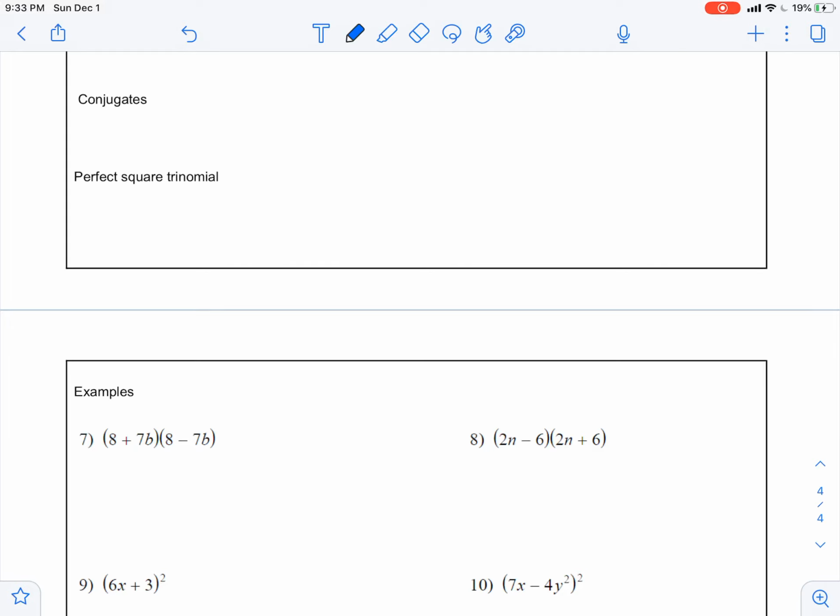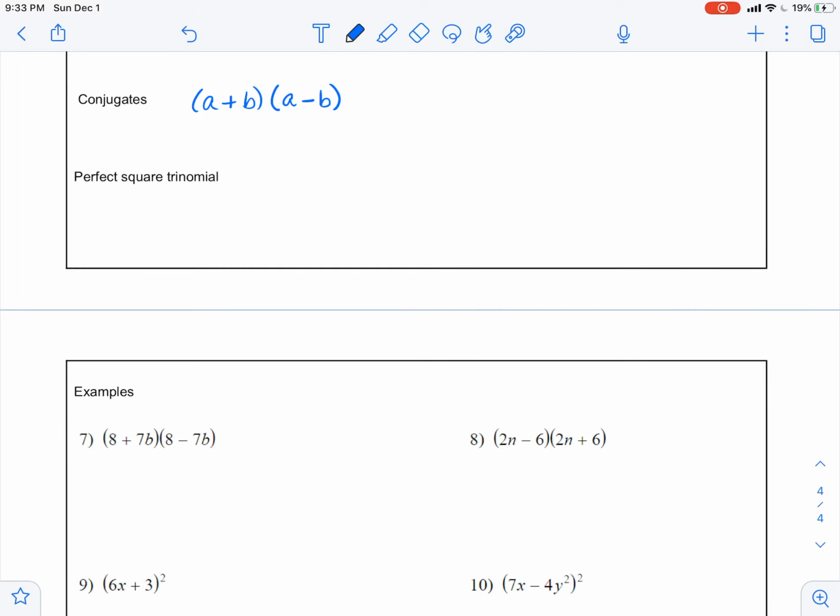And what we mean by conjugates is that you have one that is something like a plus b, and the other one, the conjugate of it, is a minus b. So they are exactly the same variables, the same terms, but one is added together and the other is subtracted.